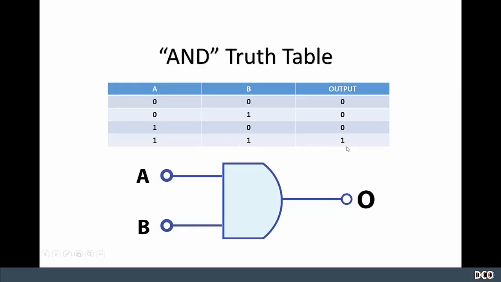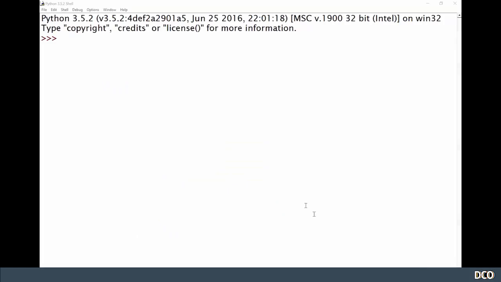Let me show you an example of this in our Python code. As an example, let's say we have C equal to 10, and D equal to 5. Now, if we have an if statement like this, if C is greater than 10 and D is greater than 1, print it worked.